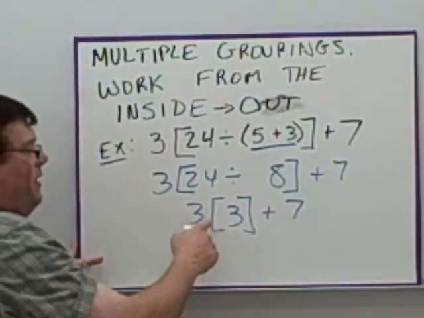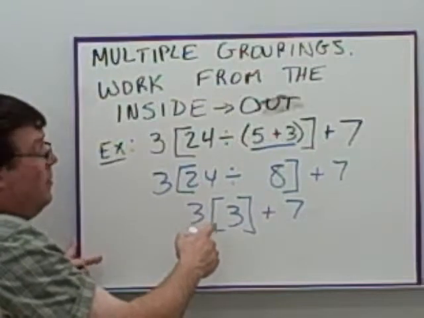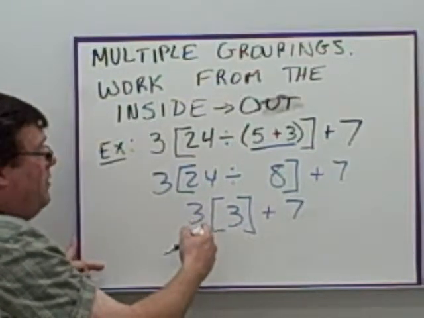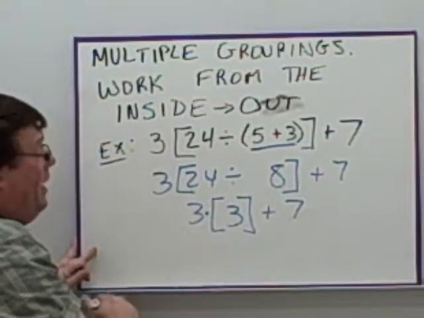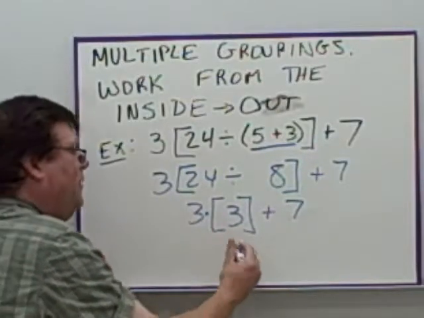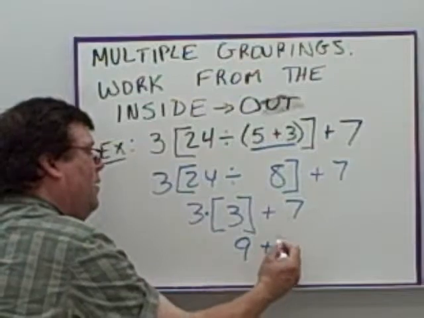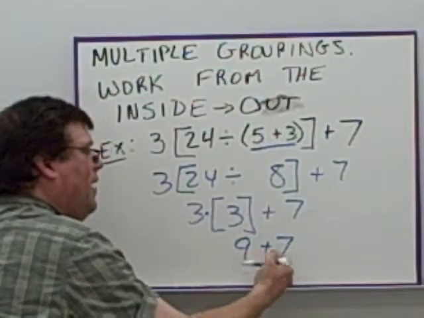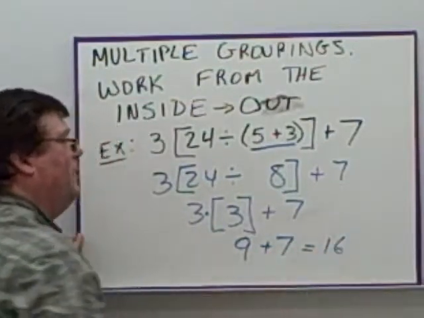When you have a number next to a set of grouping symbols like this, whether it be parentheses or square brackets, it's understood you are multiplying. Multiplying gets done before addition. So we do 3 times 3, which is 9. Then we do the adding. 9 plus 7 is equal to 16.